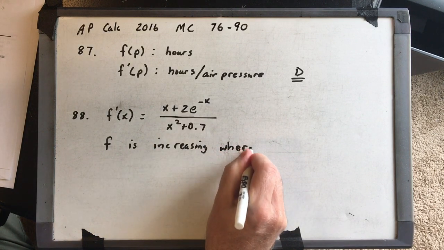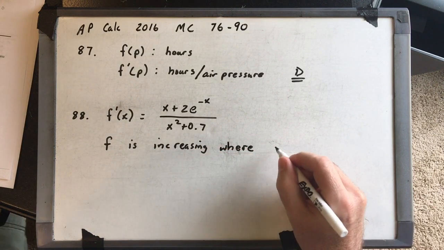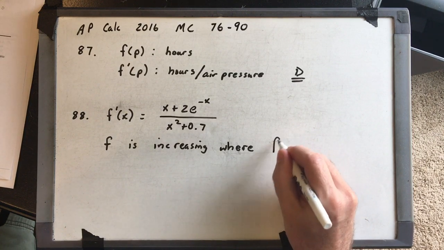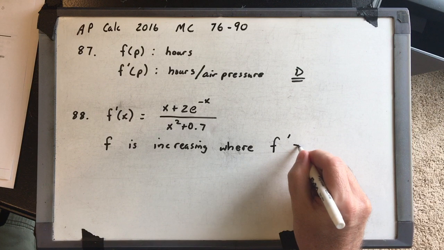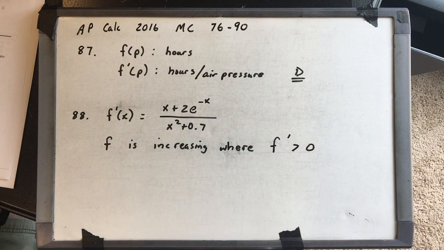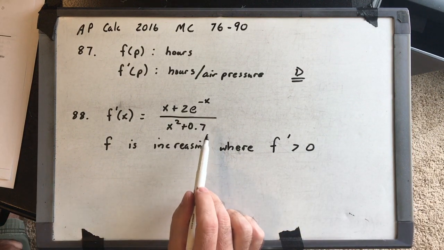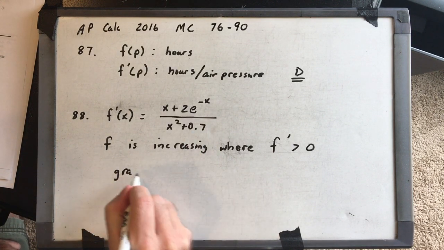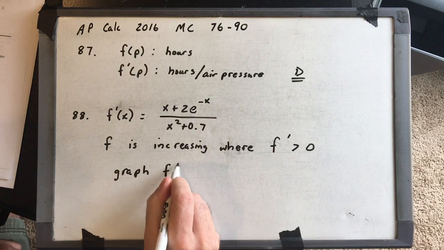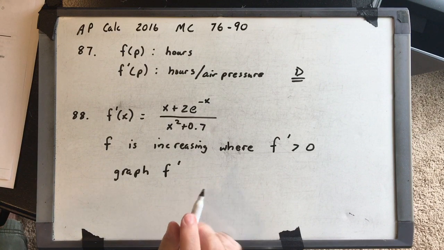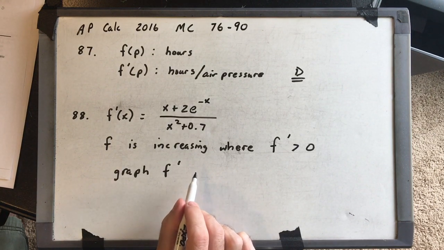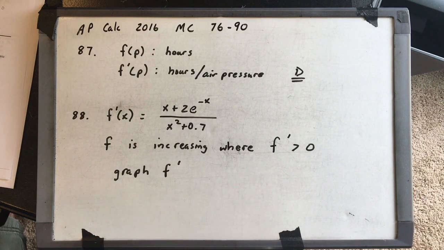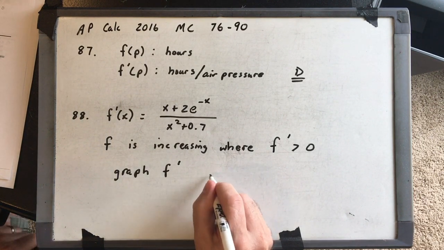Where, what? Okay, have you memorized this yet? I know you got a sheet that's got it on it, but it's where F prime is greater than 0. The easiest place to figure out where F prime is greater than 0, we want to just graph F prime. Okay, and I want you to do that on your TI-89, but if you graph it, the entire graph is above the x-axis.